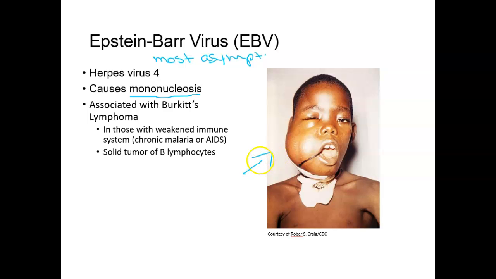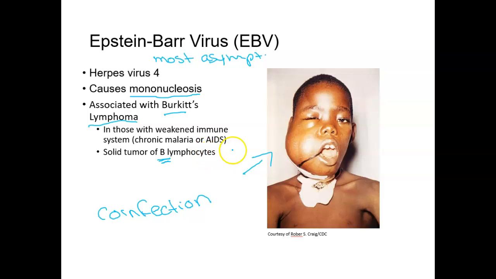Why do some people with Epstein-Barr get Burkitt's lymphoma? Burkitt's lymphoma is a solid tumor of B cells. And this can be very, very serious. And we know that it's much, much more likely that you will get Burkitt's lymphoma if you have a co-infection with either malaria or HIV. But we don't entirely know why.